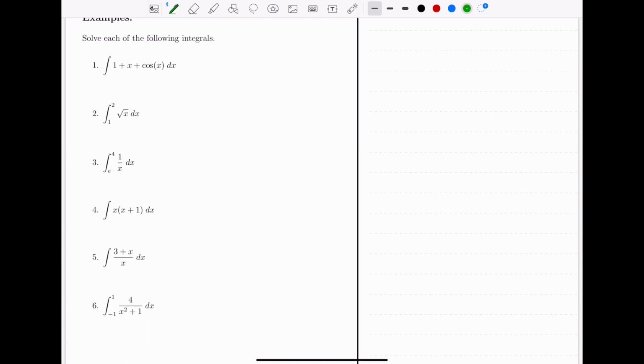We'll work through some of these examples from this handout. Let's start with example 1. We have the integral of 1 plus x plus cosine of x dx. Now looking at our antiderivatives rules page, the integral of a constant is the constant times x. So the antiderivative of 1 is x. The antiderivative of x is x squared divided by 2. This is the power rule for antiderivatives.